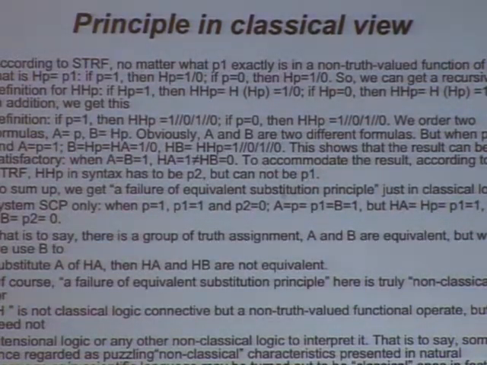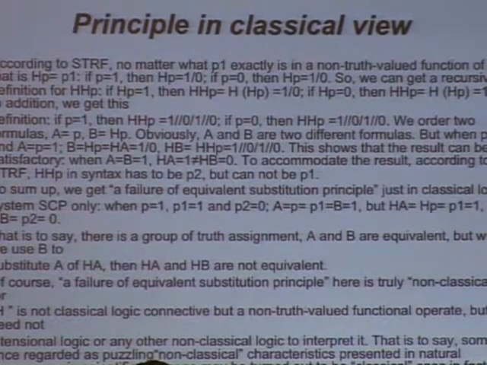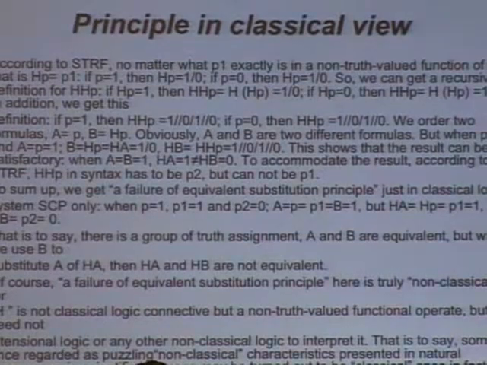To accommodate this result, according to the checker, HHP in context in syntax has to be H2, but cannot be HP. To sum up, we get the failure of the equivalent substitution principle just in the classical logic system SCP only. When P is 1, P1 is 1, P2 is 0, and A equals B, but HA does not equal HB. This result shows that even in classical propositional logic, there is still the nature of the failure of the substitution principle.